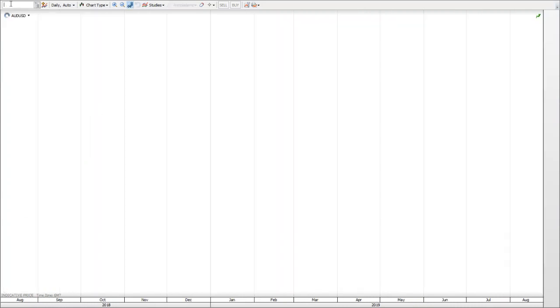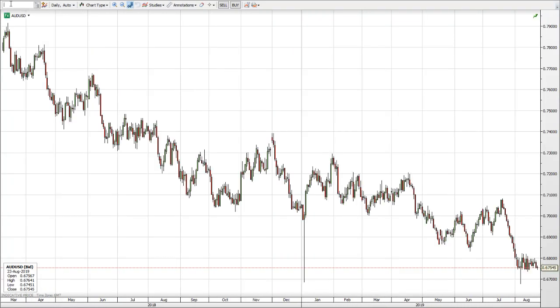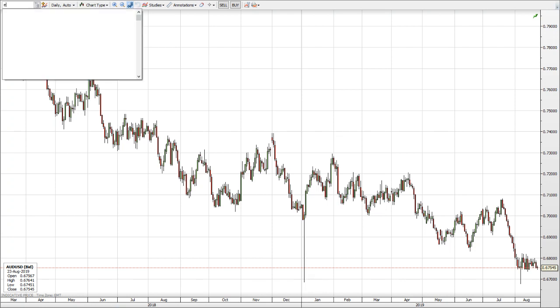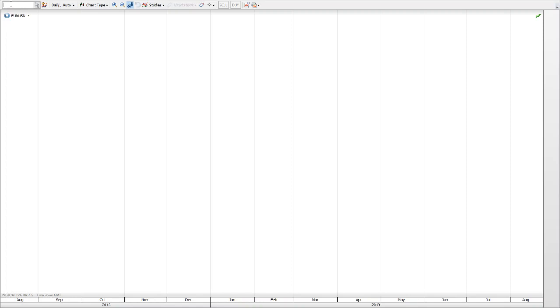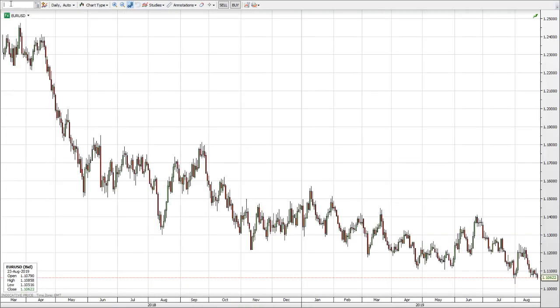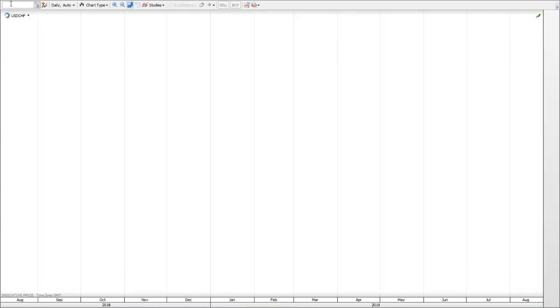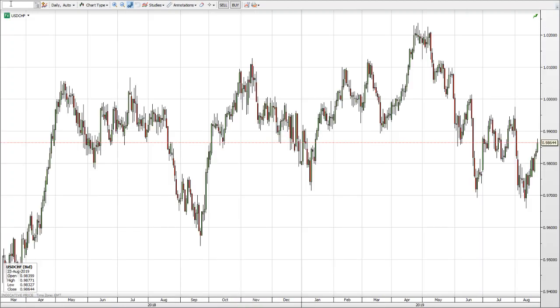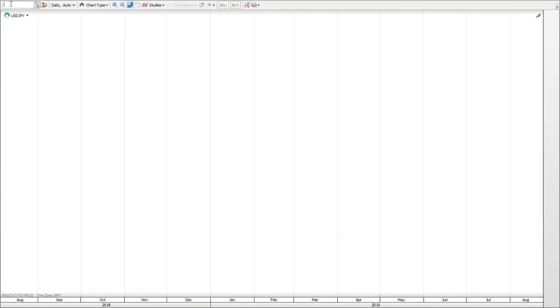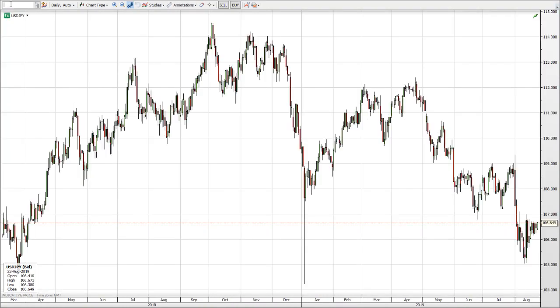Looking at the US dollar against Australian, yep, that's shown a bit of US dollar strength. Against the euro, US dollar strength. Against the Swiss franc, definitely US dollar strength. Against the yen, US dollar strength, and that's really implying a risk on attitude as well, which is good for the Canadian dollar.